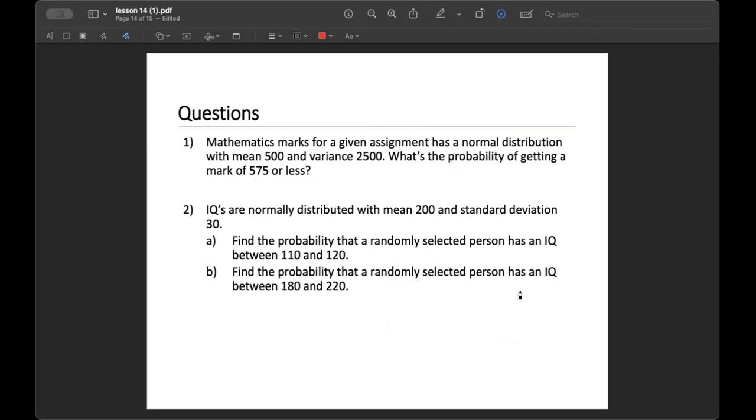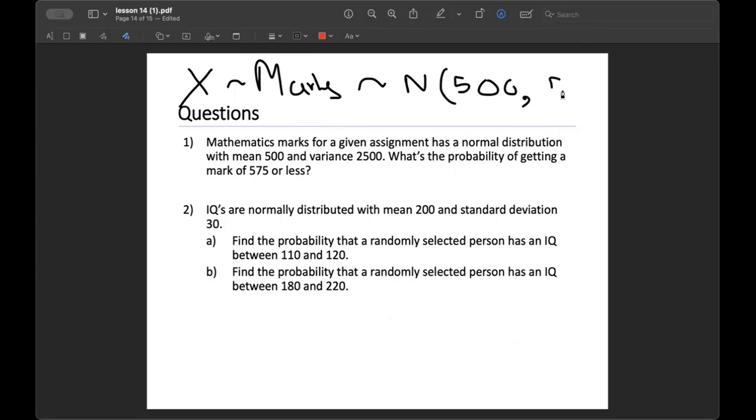Now the question is this. Let's assume X means the marks. As it is, these marks follow a normal distribution with mean mu. Mu is 500 and the variance is 2500. That means the standard deviation will be 50. That part you already know, no?